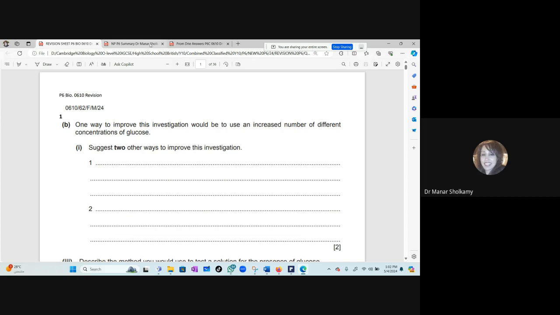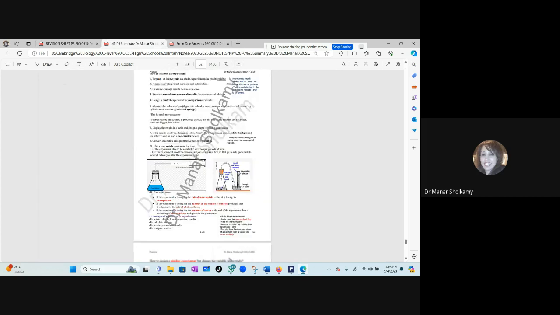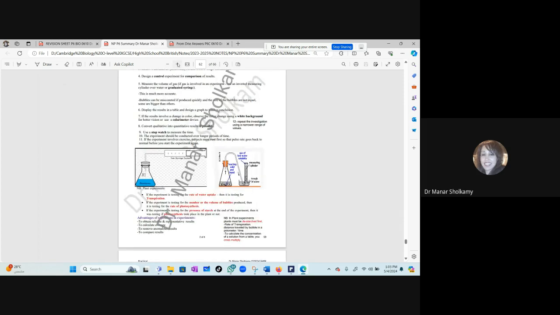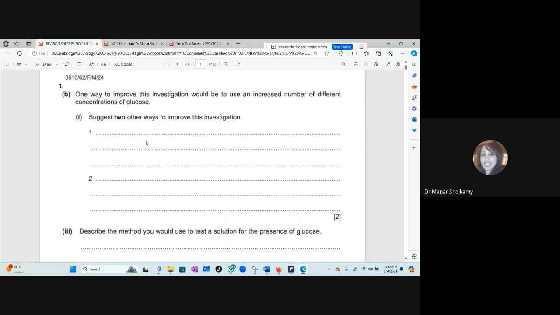The first one here, it's part of a question, of course. One way to improve any investigation is to increase the number of different concentrations of glucose, for example. Now, other ways of improvement. We have a list of ways of improvement. You have them here. Now, this particular investigation that I am talking about in this revision sheet was discussing color change, okay?